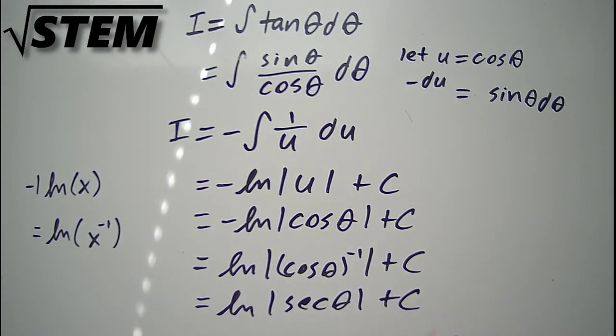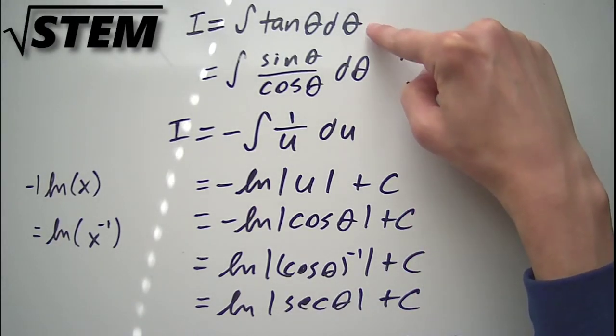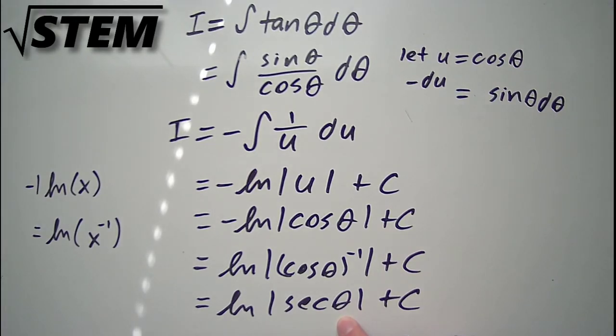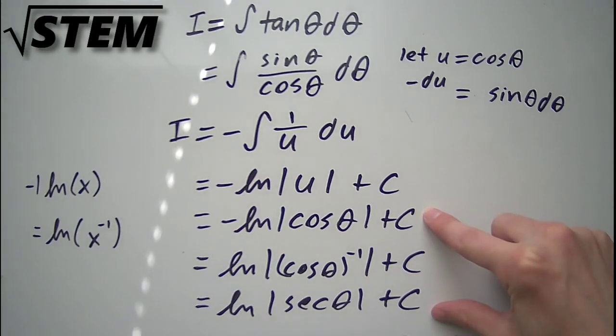So that is what you'll see in a lot of textbooks or tables, that the integral of tangent is natural log of the absolute value of secant. But these two actually mean the exact same thing, and they're both correct.